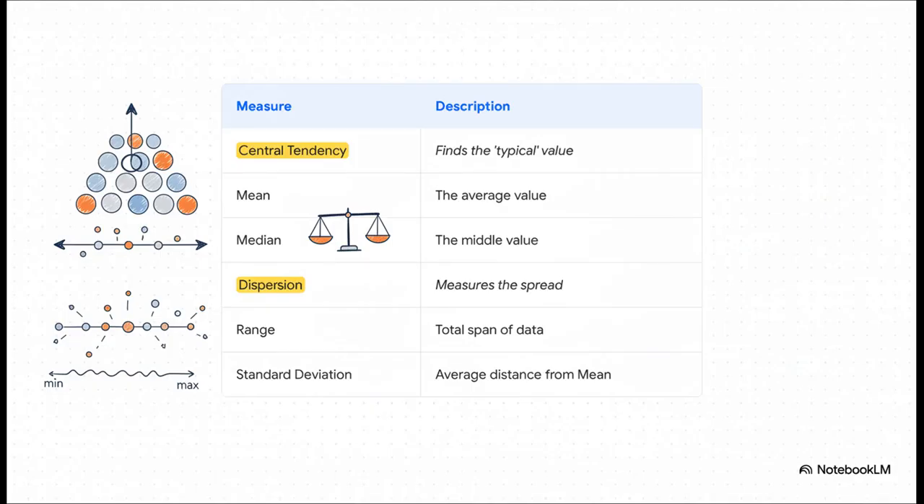We basically ask two questions. First, what's a typical value? That's your central tendency, things like the average. And second, how spread out is everything? That's dispersion, like the range. Super simple, but super important.